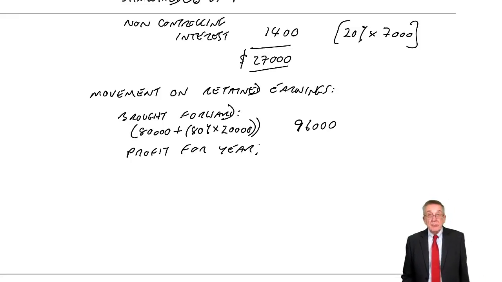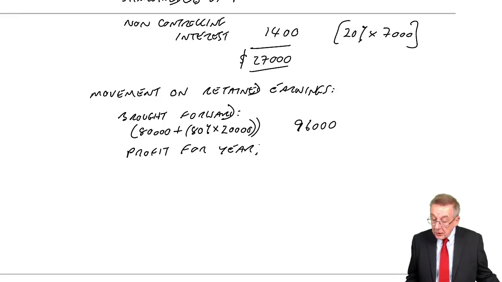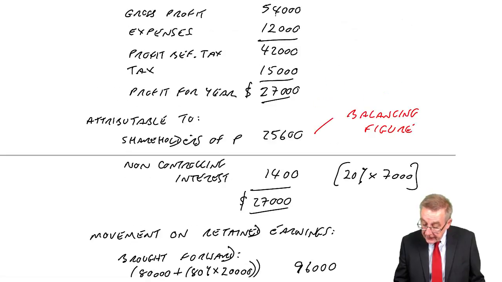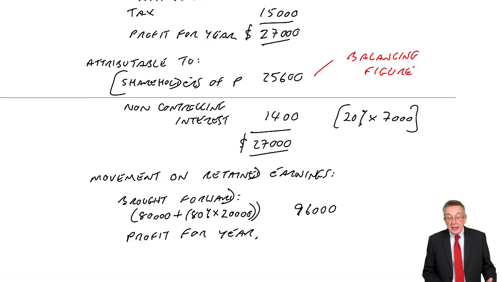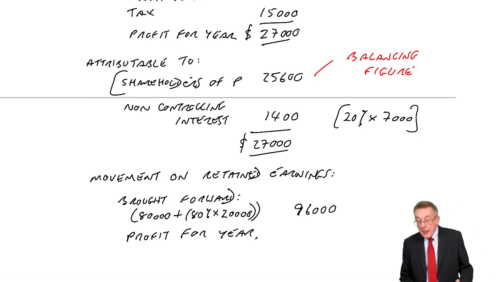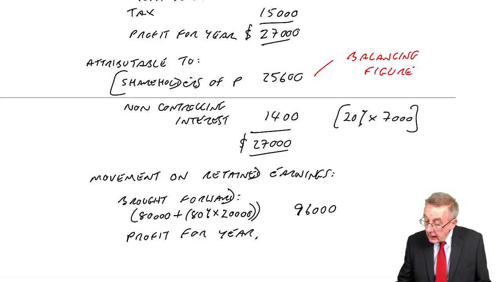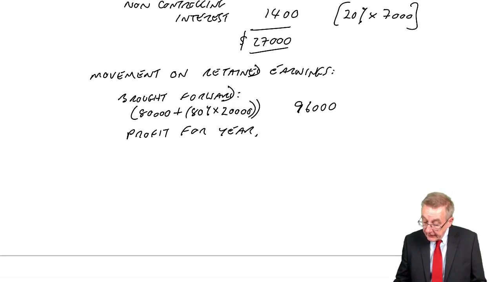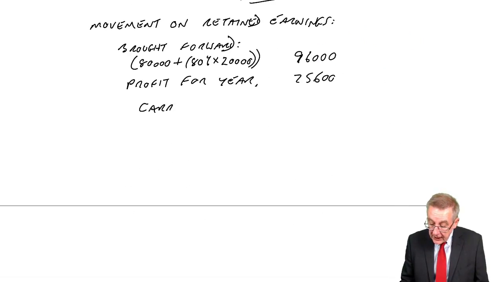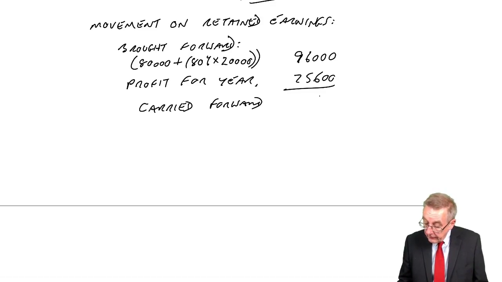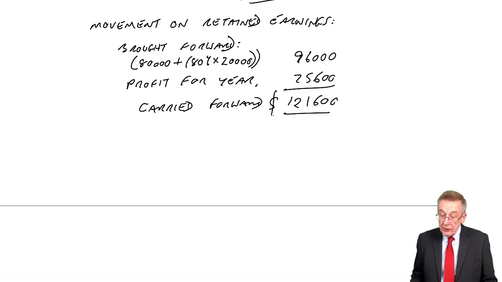Well, remember, we're showing the movement on retained earnings for the group as a whole, and the profit for this year is the retained earnings figure in the statement of financial position we're after, and it therefore attributable to the shareholders of P is 25,600, giving retained earnings carried forward of 121,600.